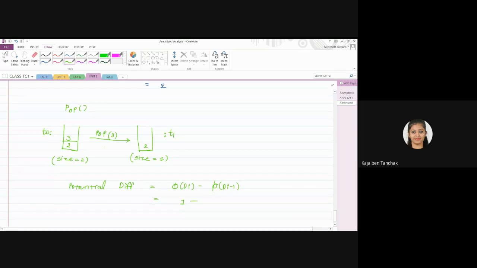Before we performed the pop, what was the size? It was 2, right? So here we can get the potential difference in the negative format.